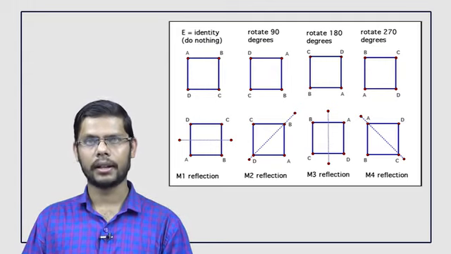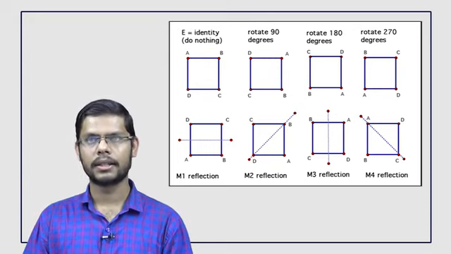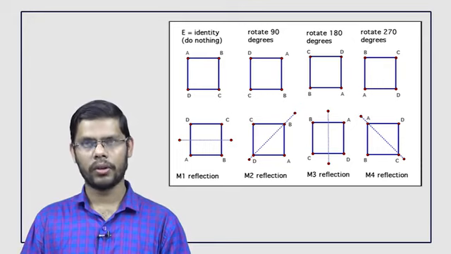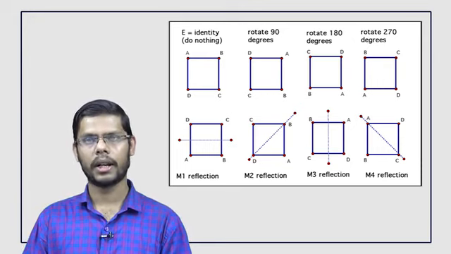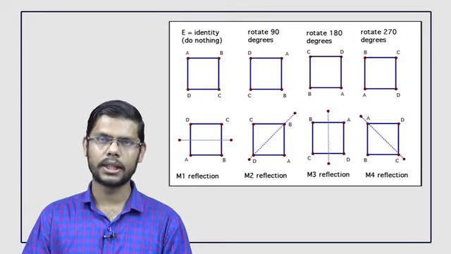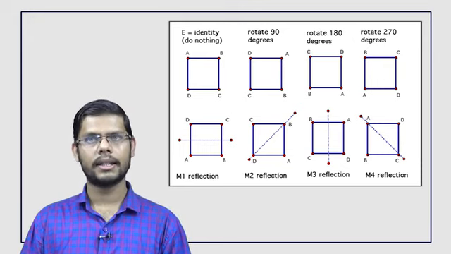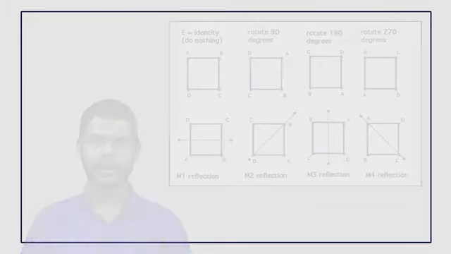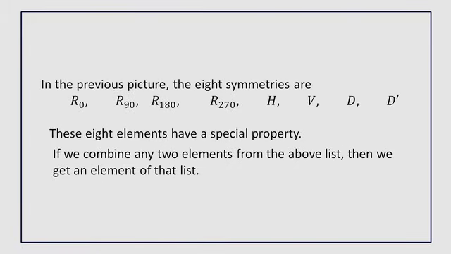In the later pictures we flip the square through the line that goes vertically, and in the last two pictures we flip the square with respect to the lines along the diagonals. So in this picture we can see that the square has 8 kinds of symmetry. We list the 8 symmetries here. These symmetries are R0, R90, R180, R270, H, V, D and D dash.